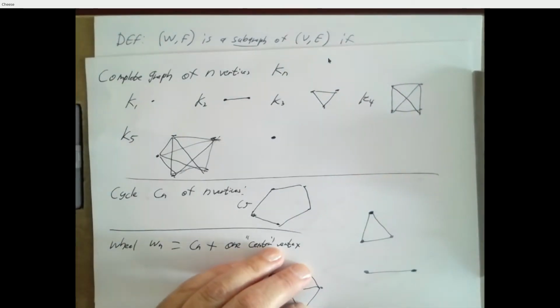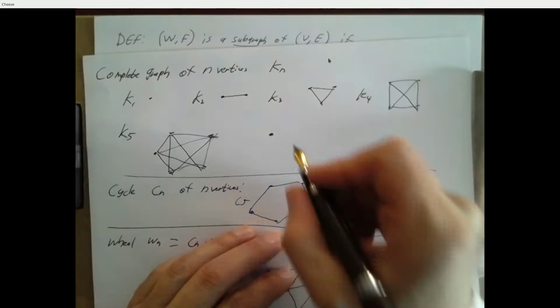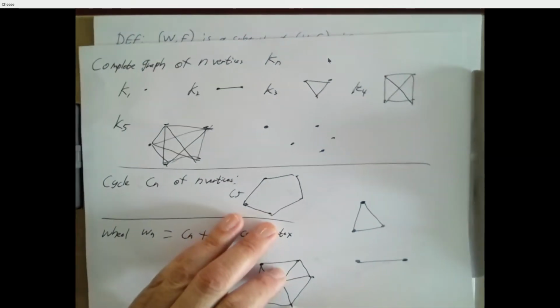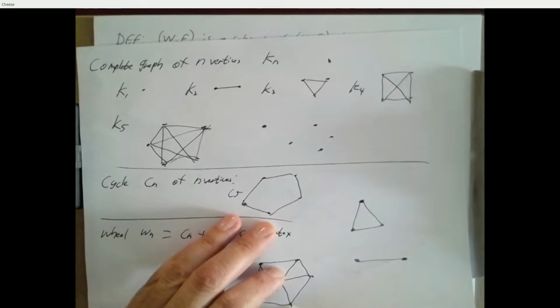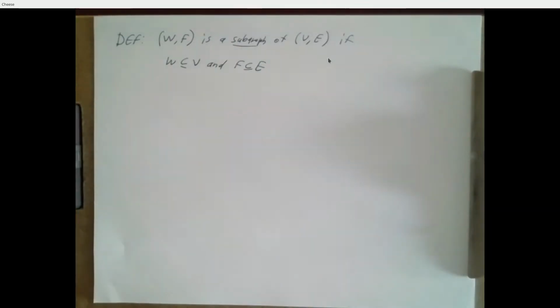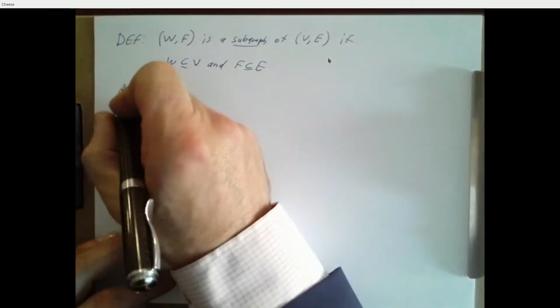And this is a perfectly fine graph. It has one vertex and no edges. And in fact, this is also a perfectly fine graph. It's got 5 vertices and no edges. It's not connected, it's not terribly interesting, but it's a graph. So graphs are very general objects. All right, so we have subgraphs.